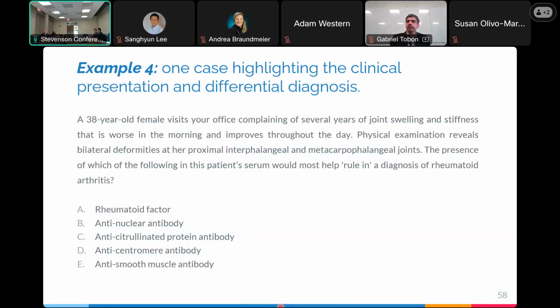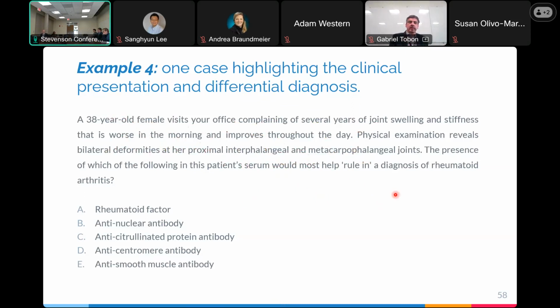This is the first slide on the rheumatoid arthritis presentation. So we talk about a 30-year-old female having several years of joint pain and swelling with morning stiffness, with physical exams showing deformities on the PIPs and MCPs. The question is regarding the serological aspect. Which of the following is the most important or the most helpful to rule in a diagnosis of rheumatoid arthritis?